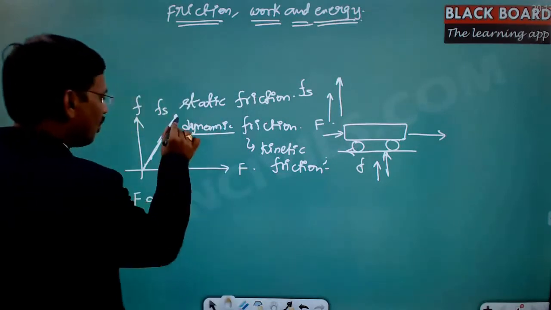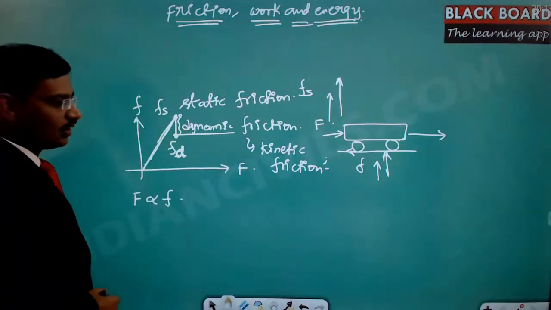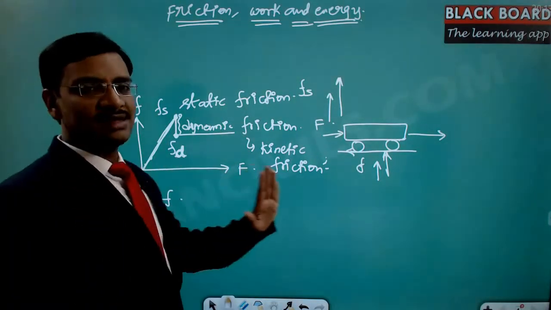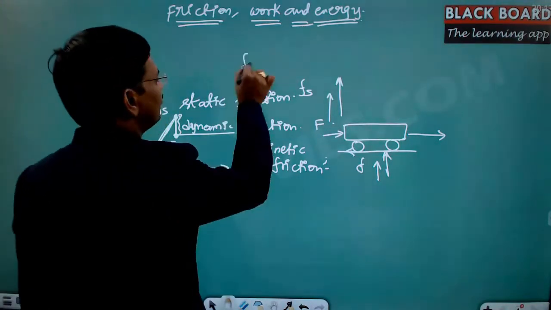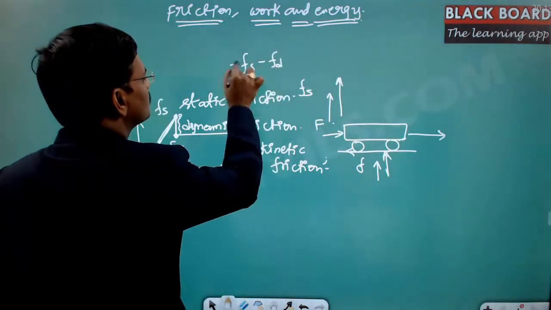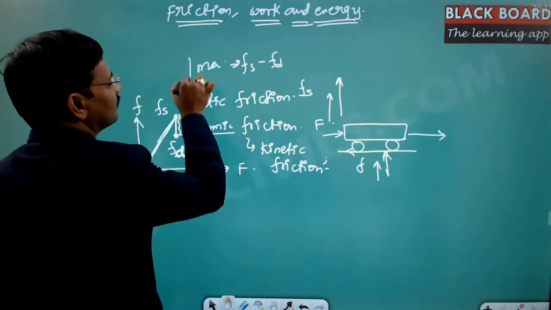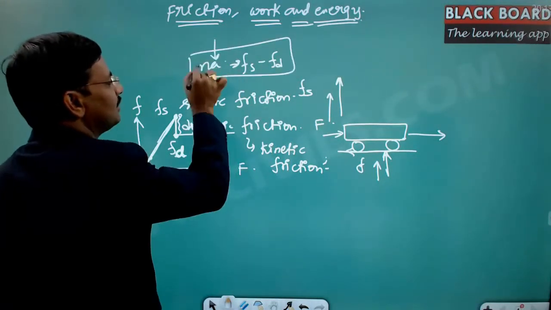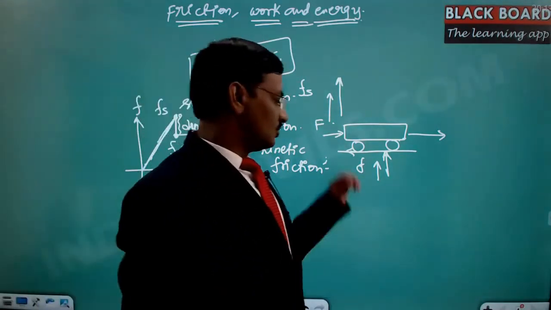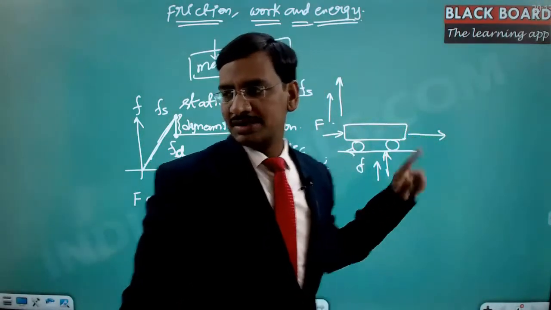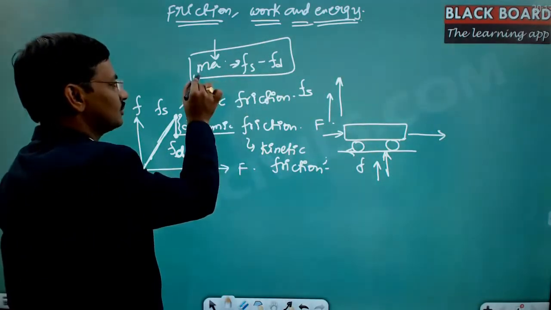Whatever amount of force is left over will be used to accelerate the car. So Fs minus Fd is used to accelerate the car. With this acceleration, depending upon the mass of the car, the car will be accelerated to the extent given by Fs minus Fd equals ma.